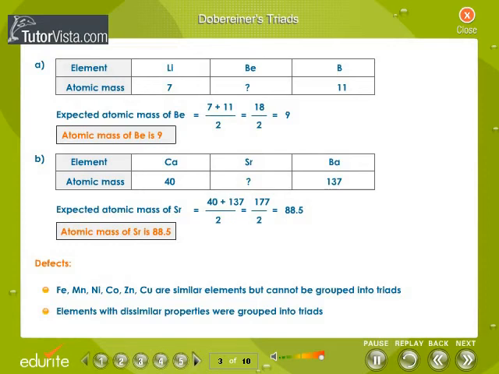Dobereiner's triads. Here are some examples of Dobereiner's triads. You can see that the atomic weight of the middle elements, namely beryllium and strontium, is the average of the elements flanking them in the table. Dobereiner's method of classification has two main defects. One is that, though iron, manganese, nickel, cobalt, zinc, and copper are similar elements, they couldn't be grouped into triads. Secondly, elements with dissimilar properties were grouped together.